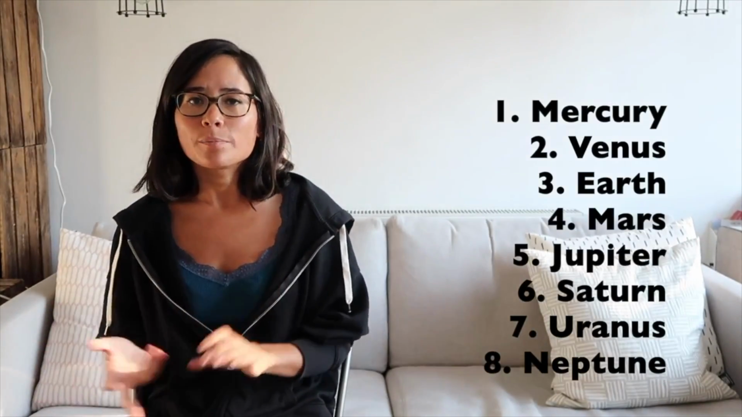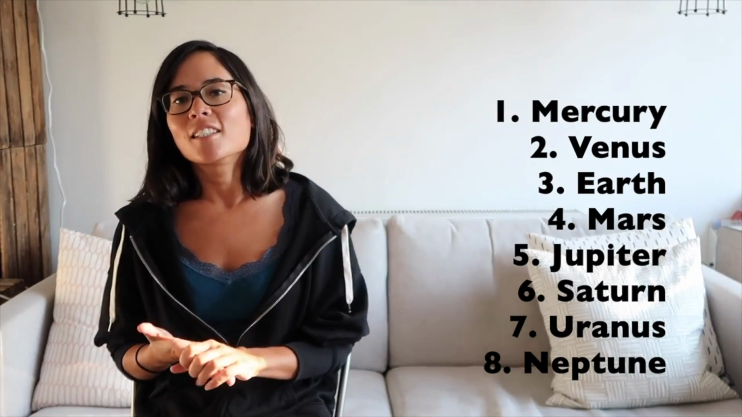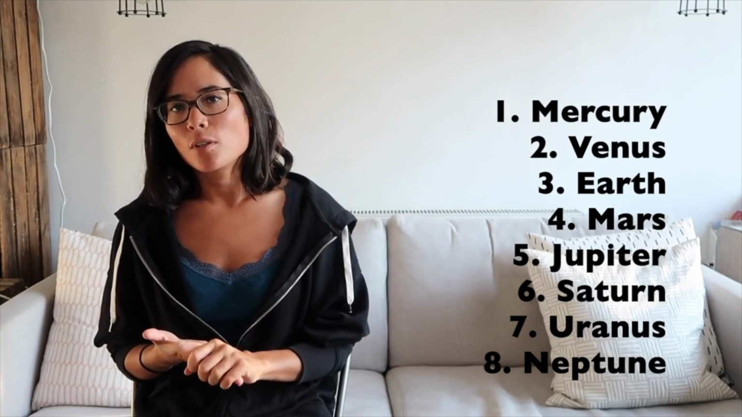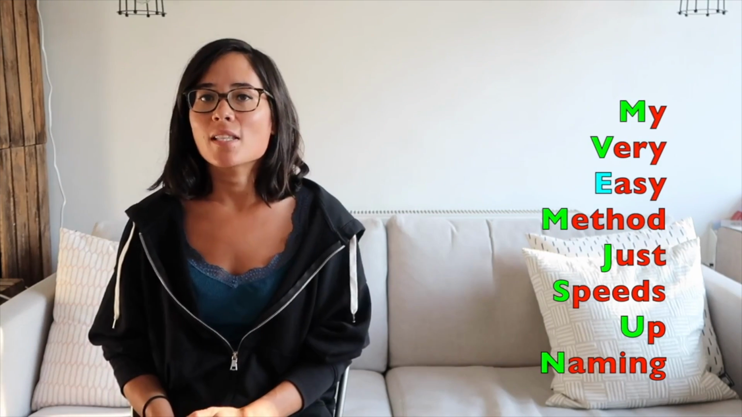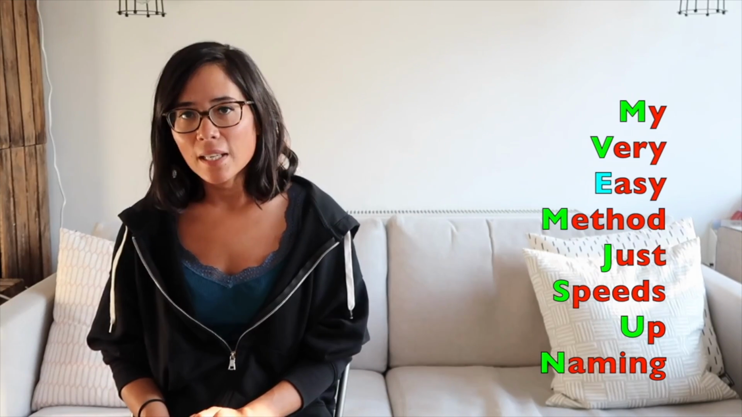So the solar system contains all the planets that you guys have heard of, and in order, starting closest to the sun, you have Mercury, Venus, Earth, Mars, Jupiter, Saturn, Uranus, Neptune, and sometimes people count Pluto, but I don't think we're supposed to count it anymore because it is too small to be counted as a planet. You saw me doing my thing of remembering this. The way I remember the order of the planets is my very easy method just speeds up naming, and that is a great mnemonic for helping you remember the order of the planets.